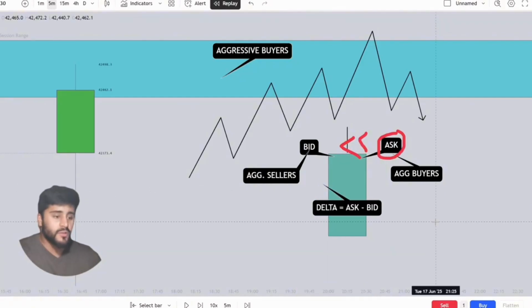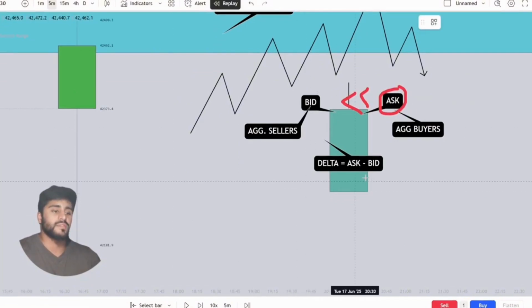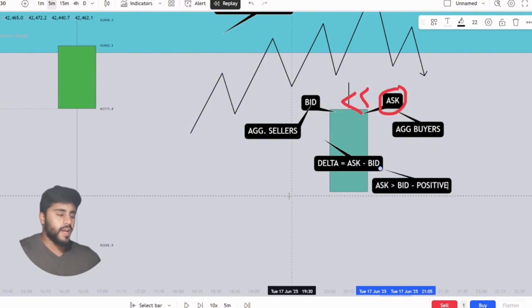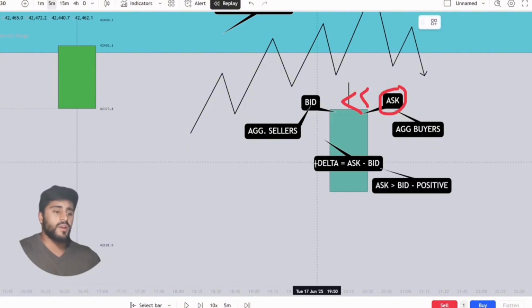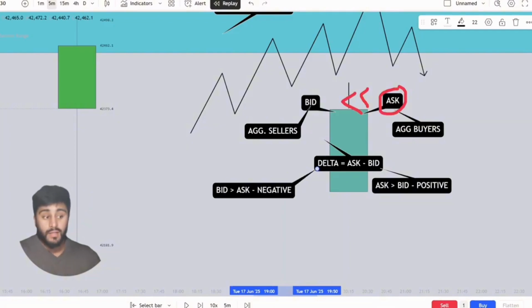And so this is important because there's obviously two types of delta we can have. There's a positive delta and there's a negative delta. So what happens is if the ask is a lot bigger than the bid, this means we have positive delta. Now, if we have it the opposite way around, what that means is that the bid is a lot bigger than the ask. We now have what we call negative delta.